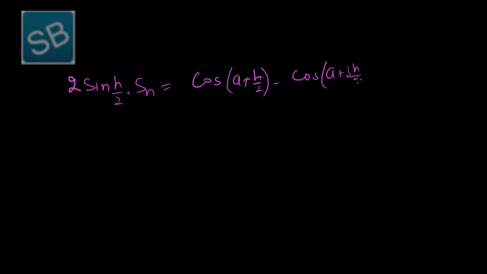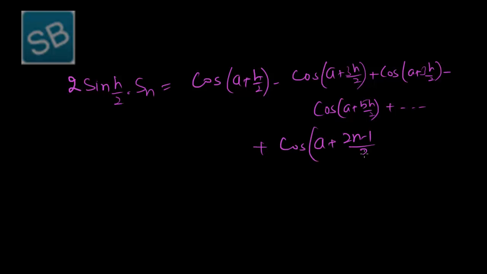Therefore we get 2 sine h by 2 into Sn is equal to cos of a plus h by 2, minus cos of a plus 3h by 2, plus cos of a plus 3h by 2, minus cos of a plus 5h by 2, plus so on, plus cos of a plus (2n minus 1) h by 2, minus cos of a plus (2n plus 1) h by 2.